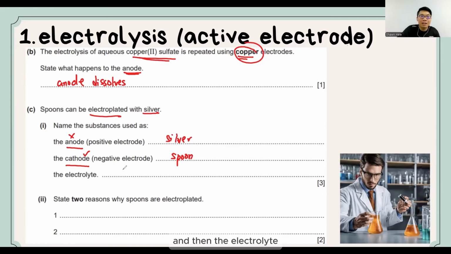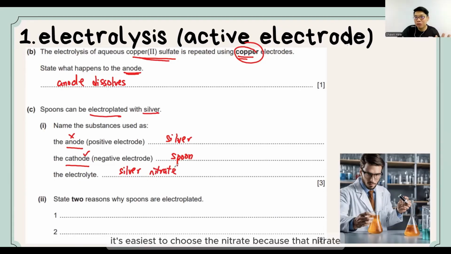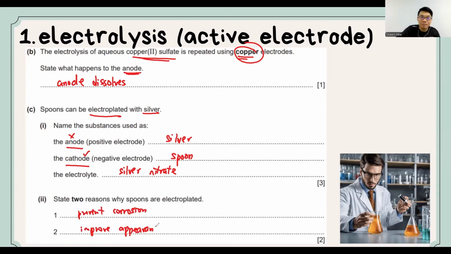And then the electrolyte, we must put something silver. So we choose silver nitrate. It's easiest to choose the nitrate because the nitrate always can make electrolyte. The next, state 2 reasons why spoons are electroplated: prevent corrosion and improve the appearance.